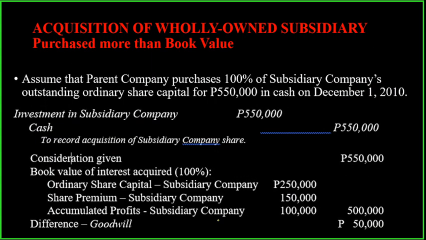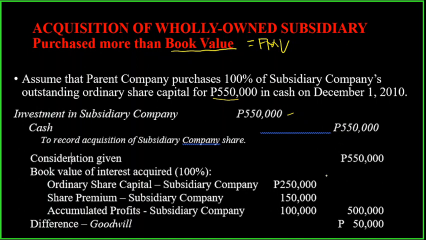Okay po. Now, let's continue. What if it was purchased more than the book value? So, let's assume that instead of paying 500,000, we're now going to pay 550. Still, let's assume that the book value is equal to the fair market value of the subsidiary. So, what's the journal entry made? Debit to the investment in subsidiary account, this time at 550. Kasi sabi nga ng PFRS 3, it will be accounted at cost. So, ayun. Cash, the amount that was given up is 550.